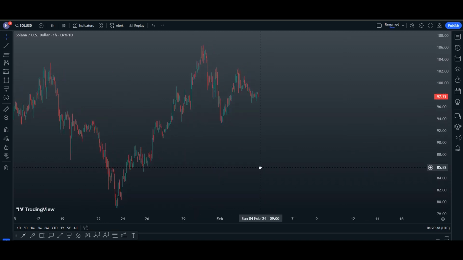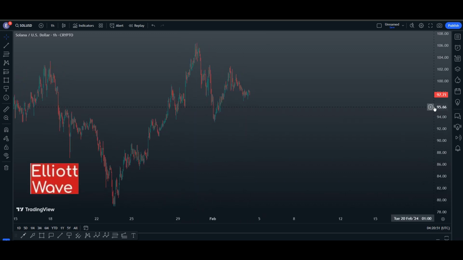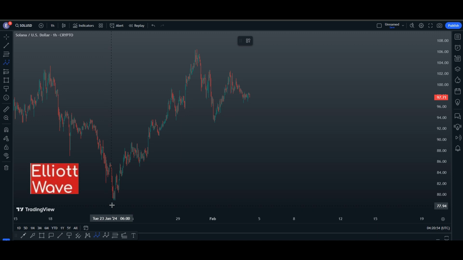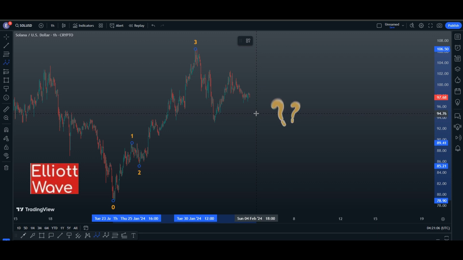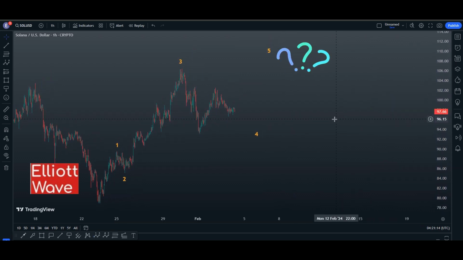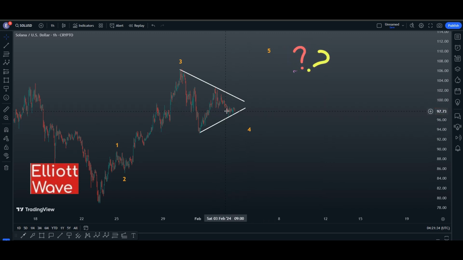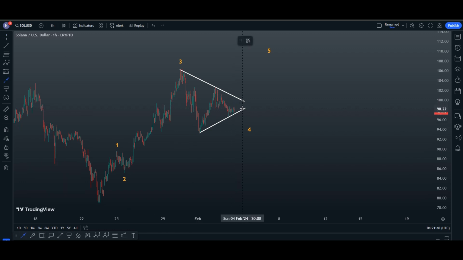Let's see Elliott wave here. If here is wave 1, 2, 3, and probably this is triangle for wave 4, and maybe we have wave 5 here. We don't know yet. Maybe here is triangle, and maybe after that we have a bullish market.